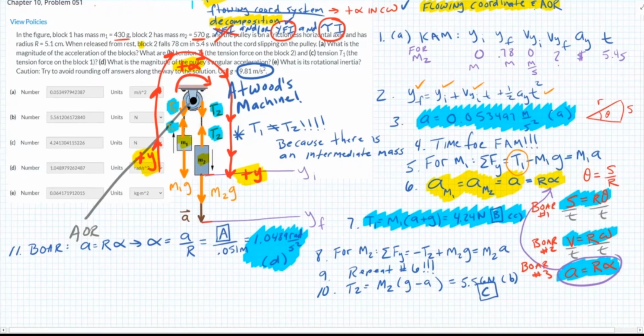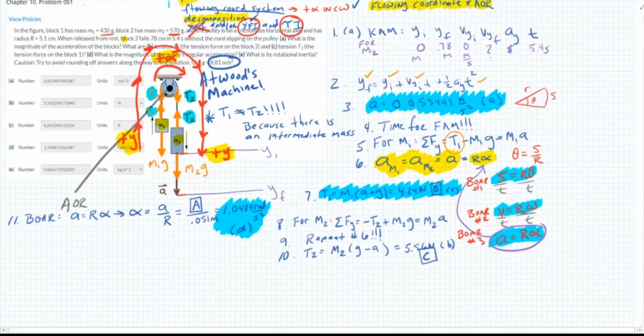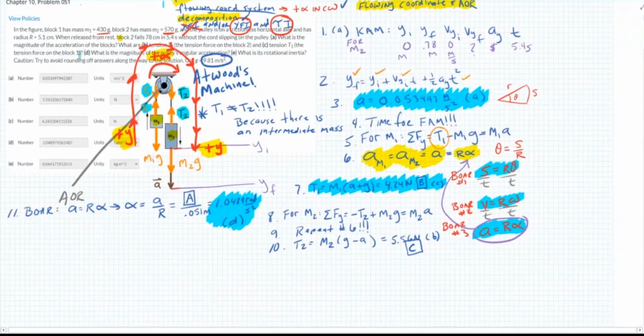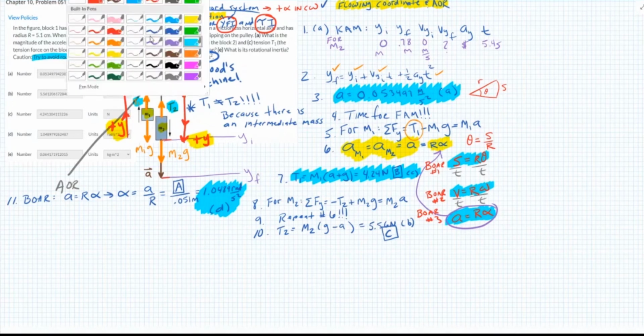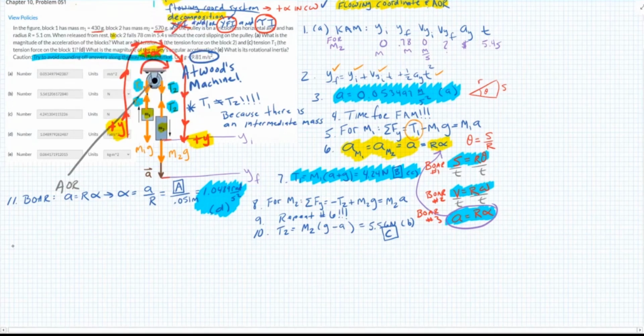Okay. Part E, what is the rotational inertia? It says caution, try to avoid rounding off answers along the way to the solution. Which is something I'm always trying to preach, for this reason. That's probably why I kind of ignore sig figs, because Wiley Plus doesn't really abide by the rules of sig figs. Number 12. What's the rotational inertia?